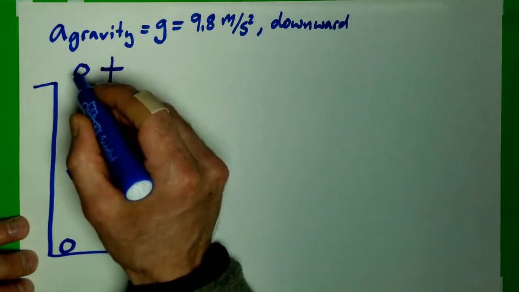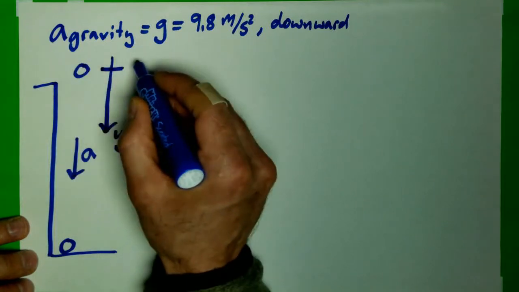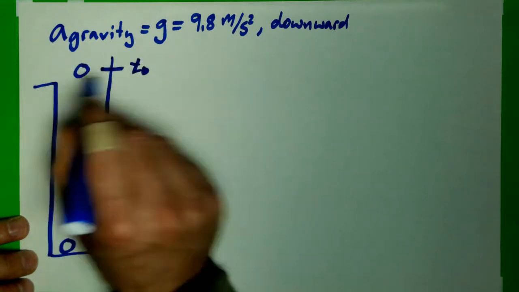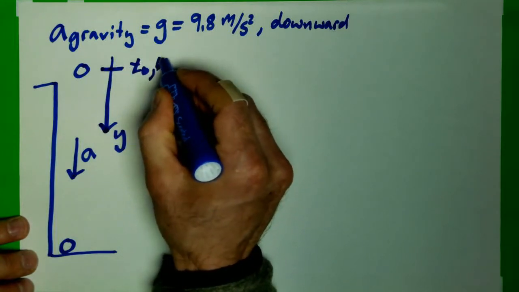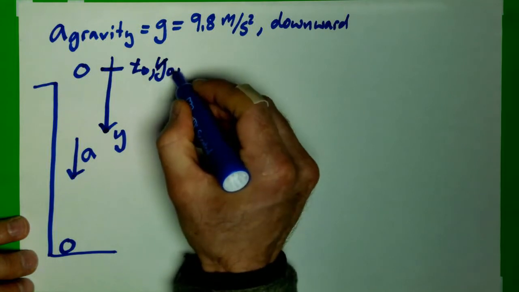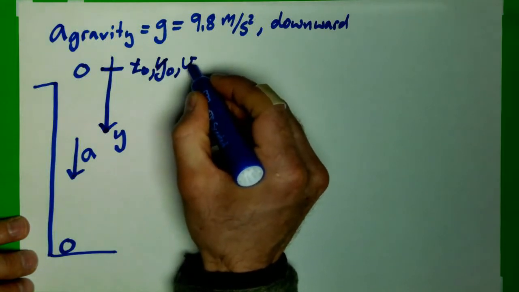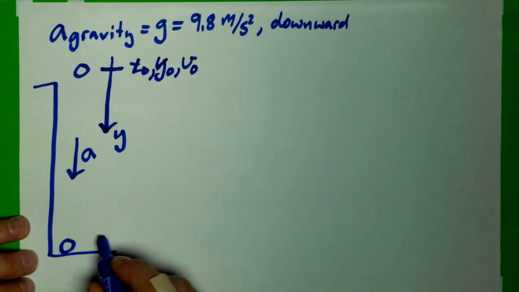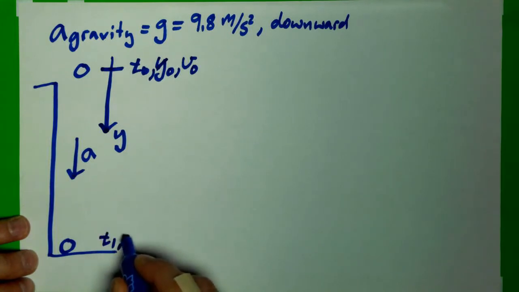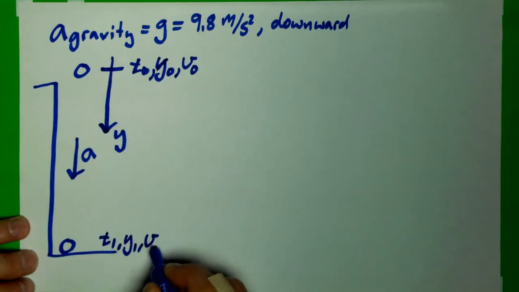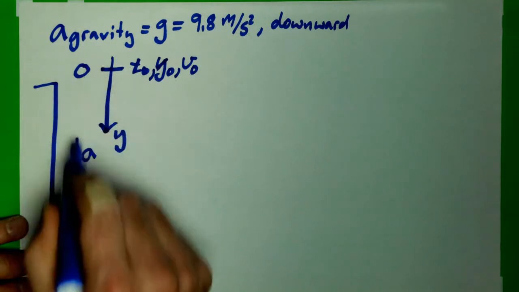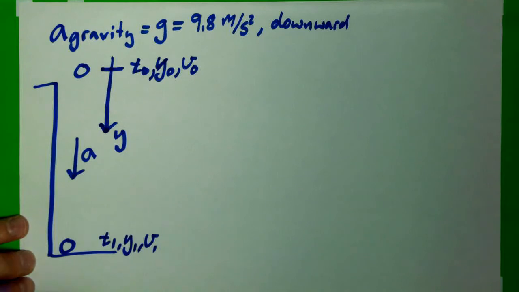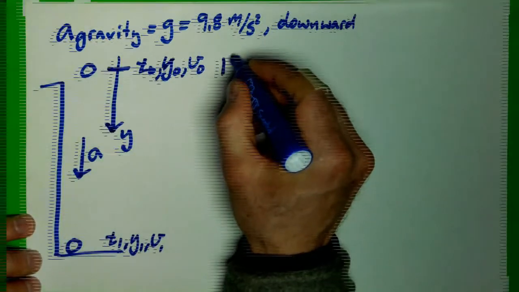I'm now going to list the variables here: t0, y0, and v0. Down here I've got t1, y1, and v1. And I've already listed the acceleration in between those points, being constant from this point to that point. What things do I know?